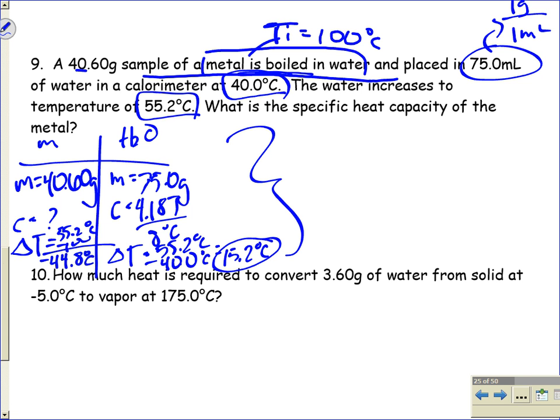Okay, now we're going to use all of that. We're going to set what equal to what? Q equals Q, right? Because I could use this to find Q for the metal, and I can use all this to find Q for the water.